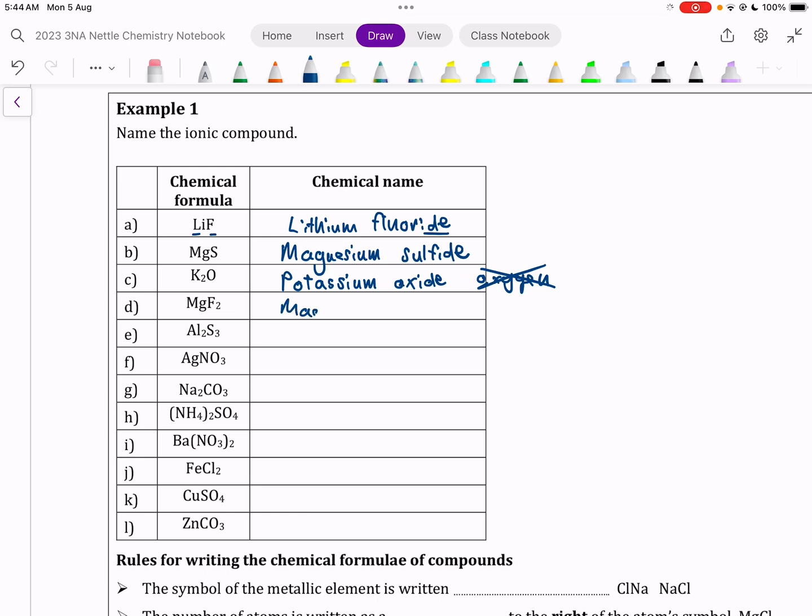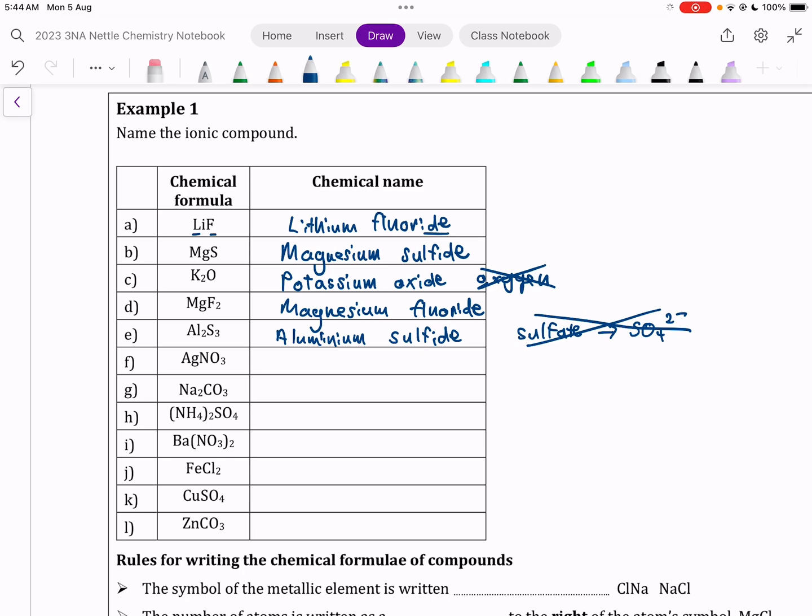Next one is magnesium fluoride. Then we also have aluminium sulfide. This is not sulfate. Sulfate is SO4 2 minus. So this is not sulfate.